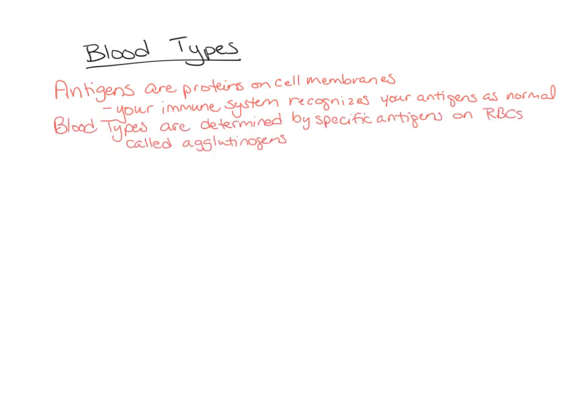Blood type is determined by the presence or absence of specific surface antigens on the red blood cell. These specific antigens are called agglutinogens. These agglutinogens are proteins on the surface of red blood cells that have specific shapes. The agglutinogens that are of particular importance when typing blood are the A, the B, and the Rh or D agglutinogens.